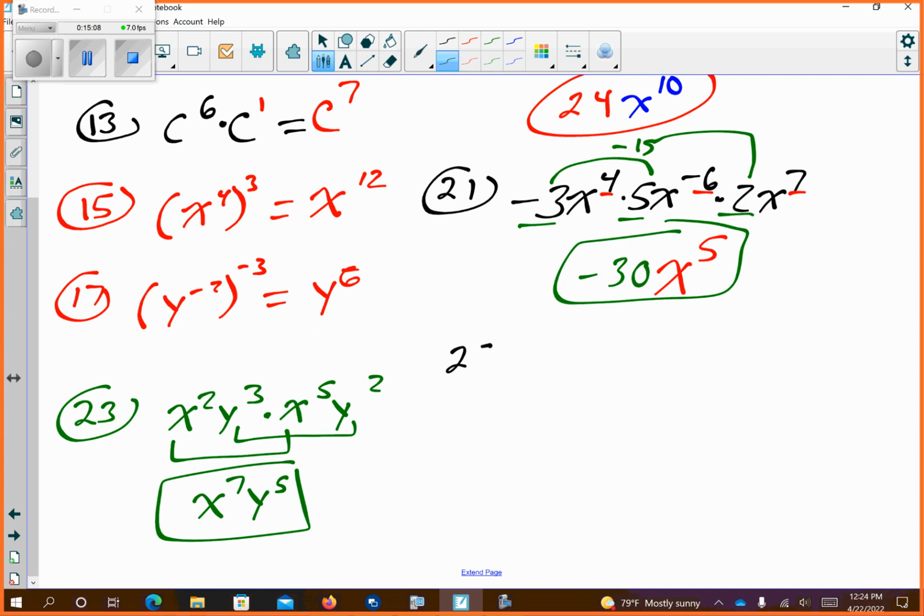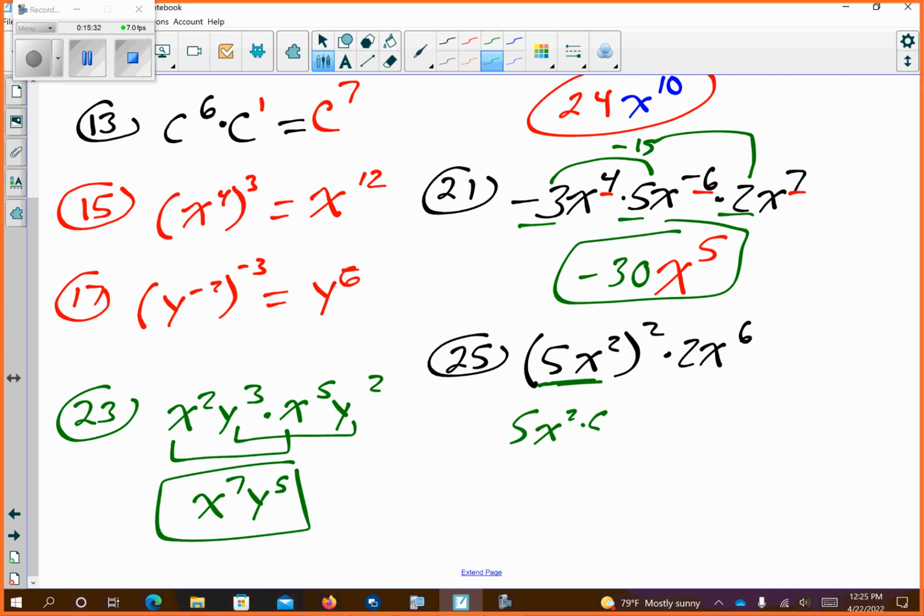Then number 25. I've got something grouped. So you add a 5x to the 4th, right? Let me get it written down before we start. Okay, so my friends, how many of these do I have? 4. How many of these inside the parentheses do I have? 2. So this is 5x squared times 5x squared, and then times 2 times x to the 6th.